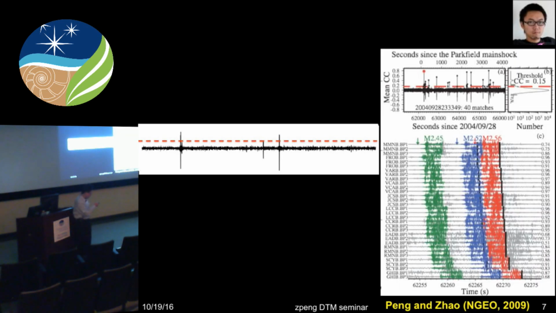Here are just some examples showing how the technique works. Again, it's a so-called network average, so you're not looking at a single station, single channel. You're looking at many stations. The more, the better, right? The red, green, and blue are some of the so-called templates, your target. You already know where the event is, and we're scanning through the continuous data. In this case, it's a magnitude 6 earthquake on the San Andreas Fault in Central California.